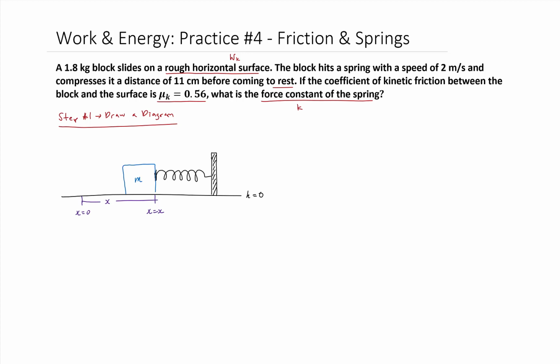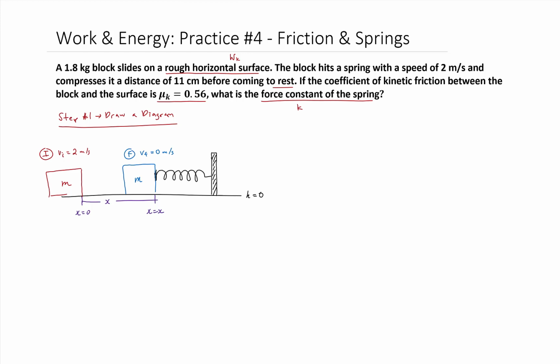This also means that there is going to be a block here in the initial stage. So this is initial, and this is final. So in the initial stage, we have Vi is equal to 2 meters per second. In the final stage, we have Vf is equal to 0 meters per second.